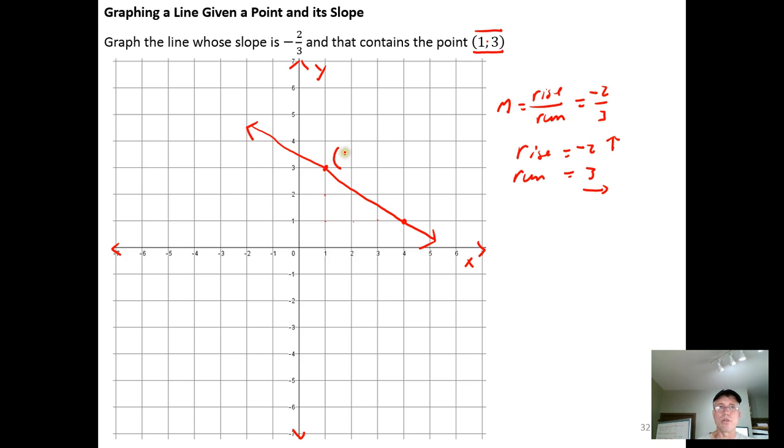This was the given ordered pair 1, 3. This is the ordered pair I came up with by doing the rise over run movement. So this is input 4, output 1. And now I have something that's completely labeled and should get full credit on an exam as long as I draw this using a ruler.